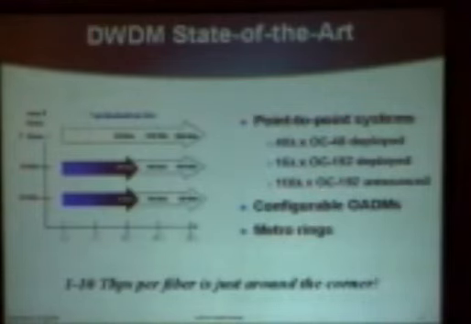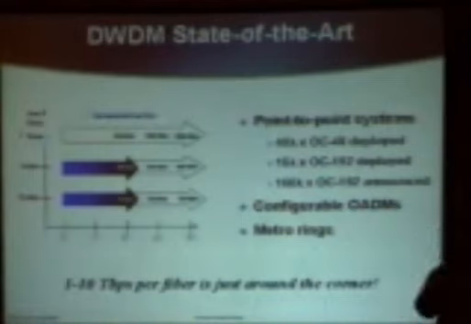There is an effort to expand the state of the art of what people are putting out as what will be available shortly: 160 lambdas at 10 gigs, 1.6 terabits of capacity on a single mode fiber.